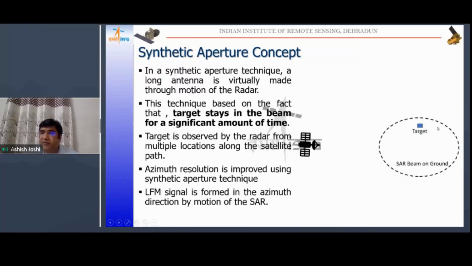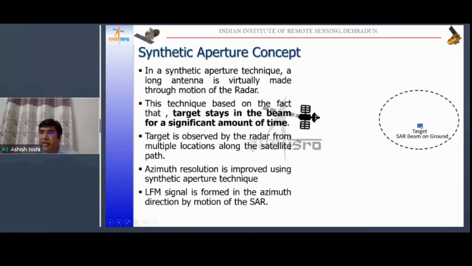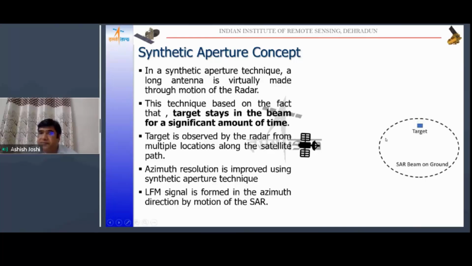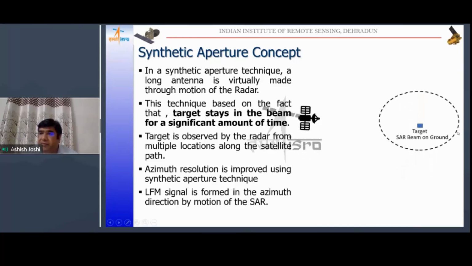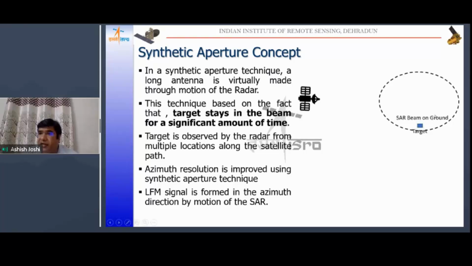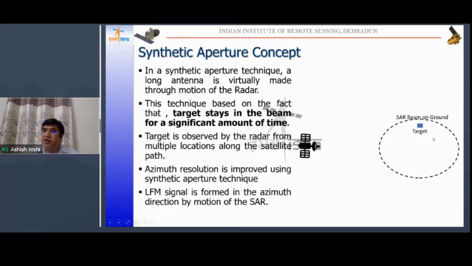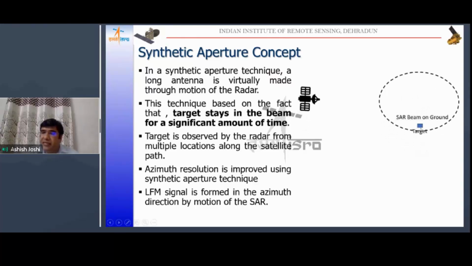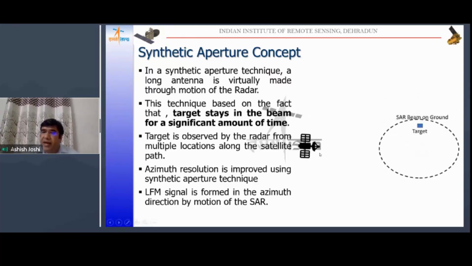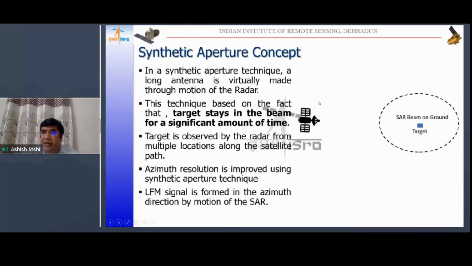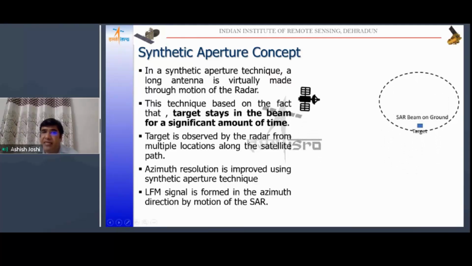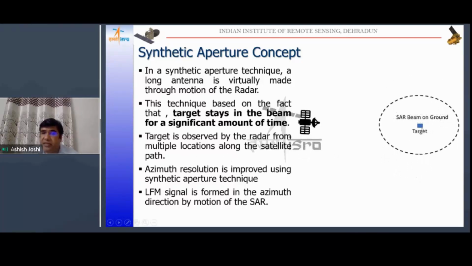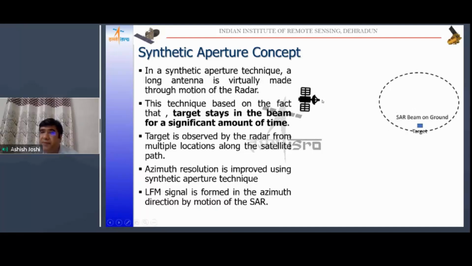So in this figure, we can see this target is illuminated by this radar beam, and the beam stays on this target for a quite significant amount of time. This target is virtually seen by multiple radars. The target is observed by the radar from multiple locations along the satellite path.